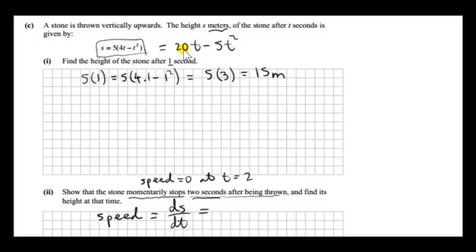Okay, and if we differentiate this, well, 20t becomes 20. Minus 5t squared becomes minus 10t. Right, so it's a straightforward derivative. So this is the speed at any time.